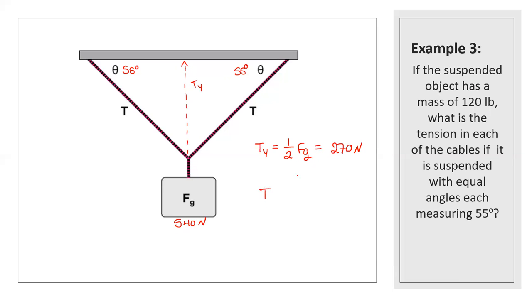Now we can find out the tension in just one cable. This one uses opposite, which is sine, and hypotenuse. I'm going to actually write it out. Maybe it's just me, I like to write it out unrearranged and then rearrange it. As many times as I do it, I still prefer to do it that way. So the sine of 55 is equal to 270 over T.